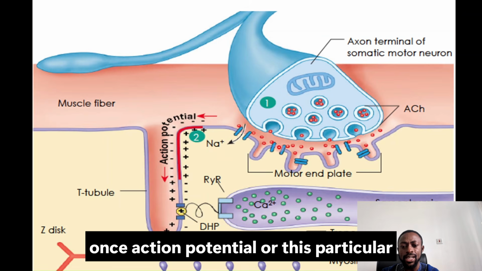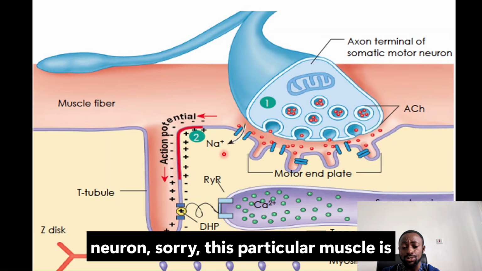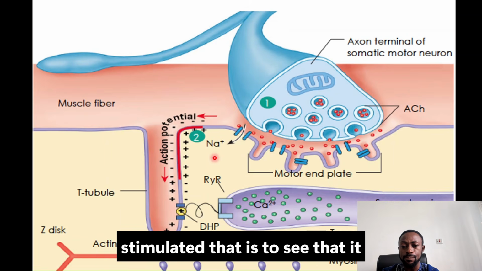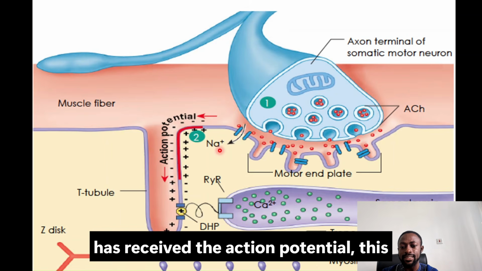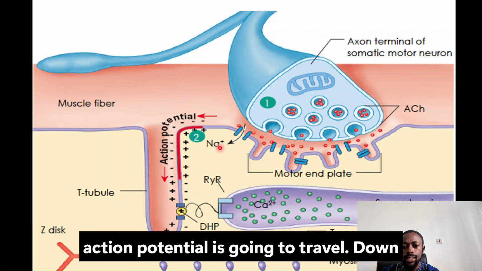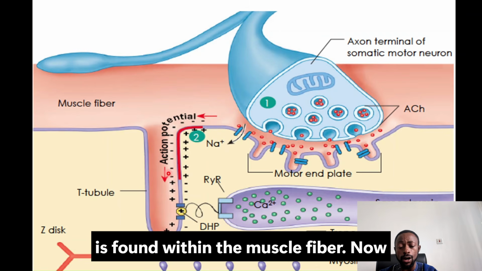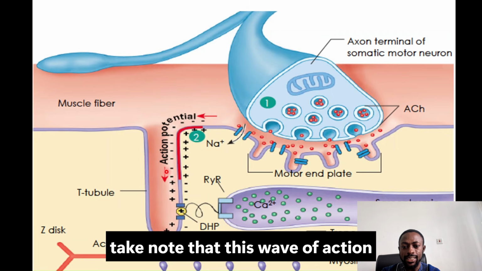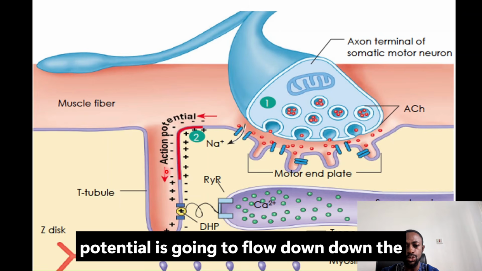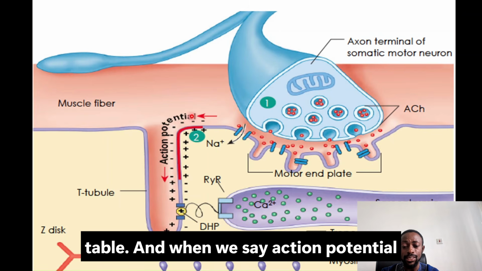So once this particular muscle is stimulated, that is to say that it has received the action potential, this action potential is going to travel down this structure called the T-tubule. The T-tubule is found within the muscle fiber. Now take note that this wave of action potential is going to flow down the T-tubule.